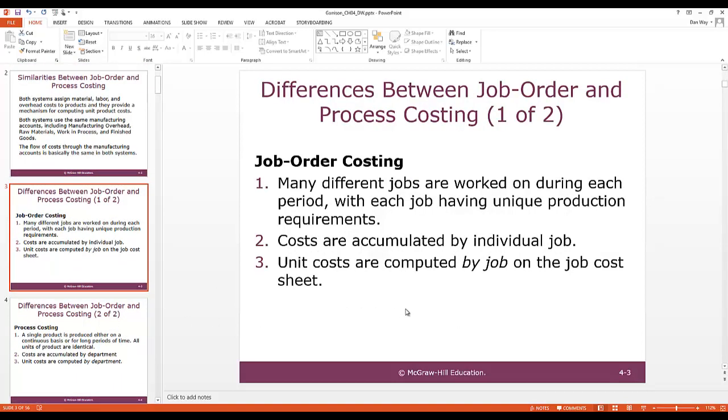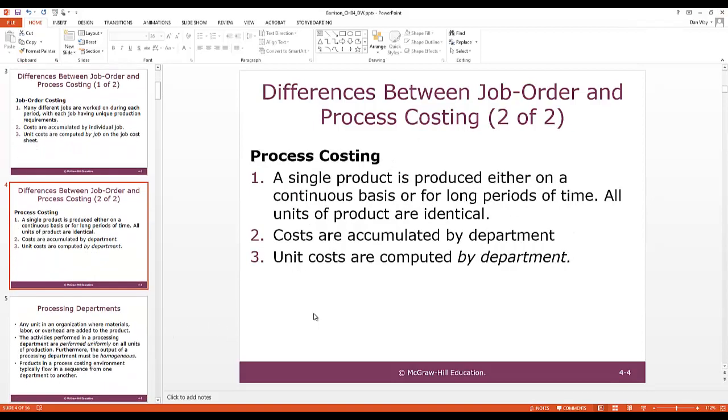Speaking of differences, if you recall, in job order costing, we were working on a bunch of different jobs each period, and each job had its own unique or different production requirements. If you'll also recall, we were accumulating manufacturing costs by individual job. So we were assigning materials, labor, and overhead costs to each particular job as that job was worked on, and then following the flow of those costs through the production process with that job. And then our third point here on this slide, unit costs were calculated by job on our individual job cost sheet.